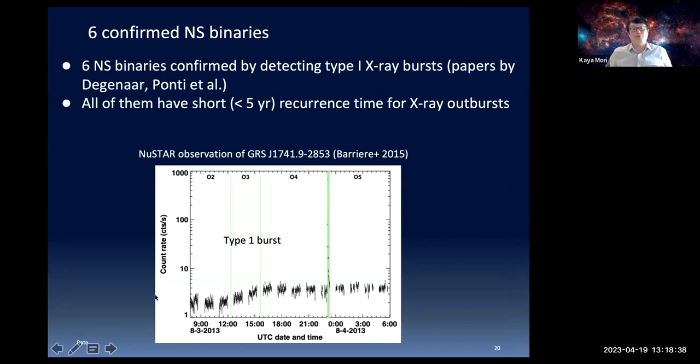Then let's talk about the neutron star binaries. There have been 6 confirmed neutron star binaries by detecting type 1 X-ray bursts. This was done by Degenaar et al., Ponti et al., and many other people. I do want to mention that all of the 6 confirmed neutron star binaries have a short recurrence time, less than 5 years, for the X-ray outburst. I'm going to come back to this point later.